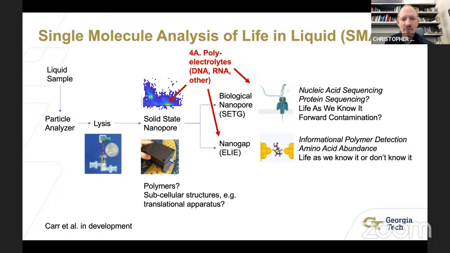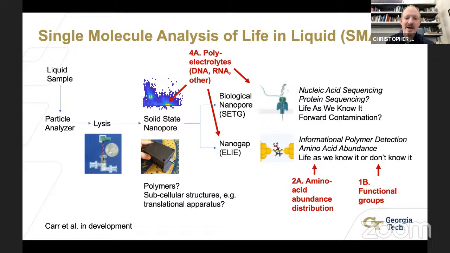So all three of these technologies would allow us to detect polyelectrolytes. And in addition, the nanogap technology would allow us to detect an amino acid abundance distribution or other functional groups, at least as measured by their ability to enhance tunneling.